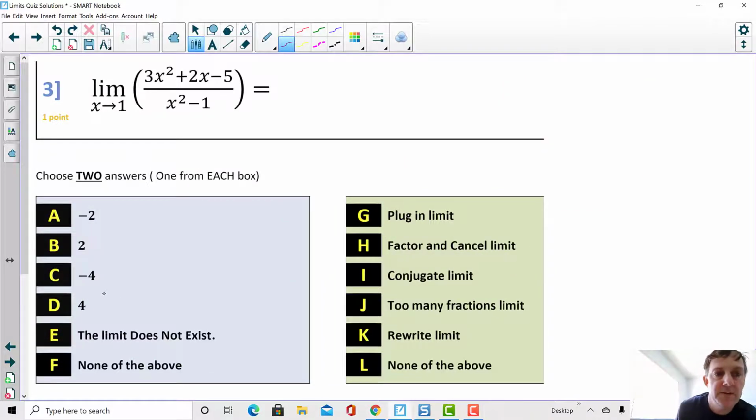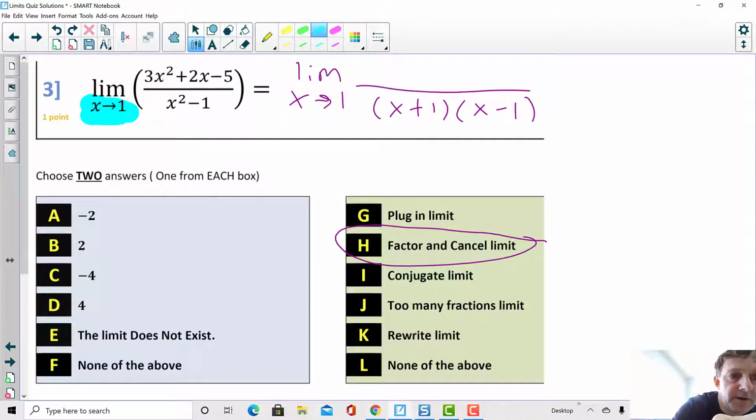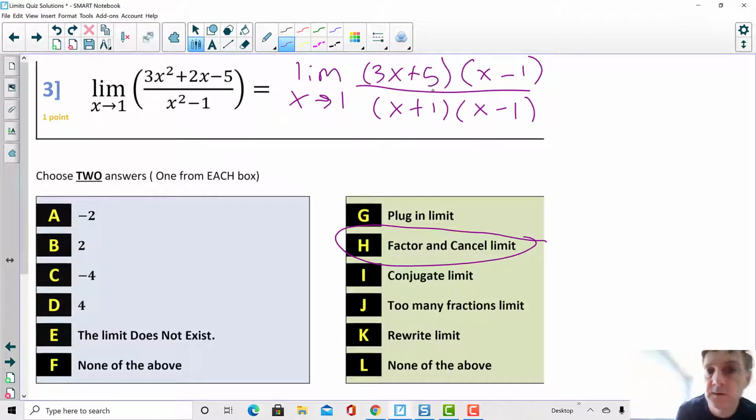Okay, this one's going to be a factor and cancel example. The bottom is just the difference of squares. Remember, this should help you figure out what the factors probably are. Because that's x goes to 1, and that's creating a problem, we're expecting x minus 1 to be a factor. Now, if x minus 1 was a factor of the top, the other piece would have to be 3x plus 5. Let's see if it works.